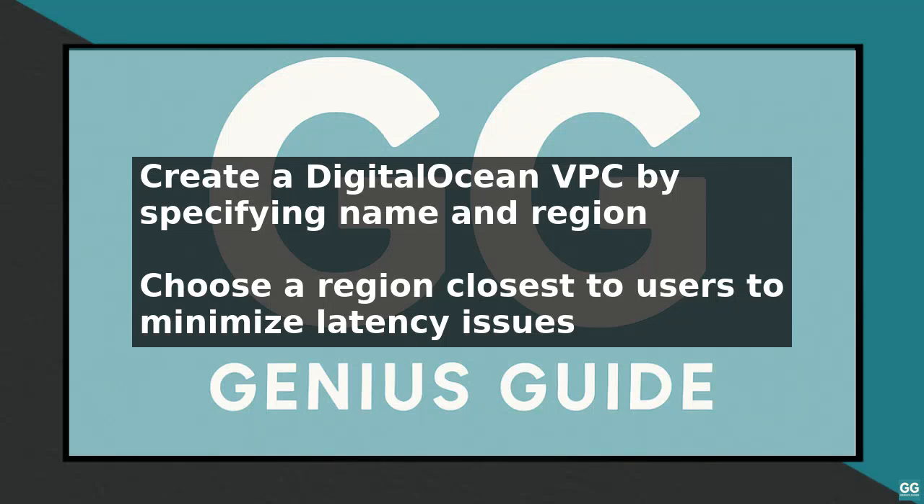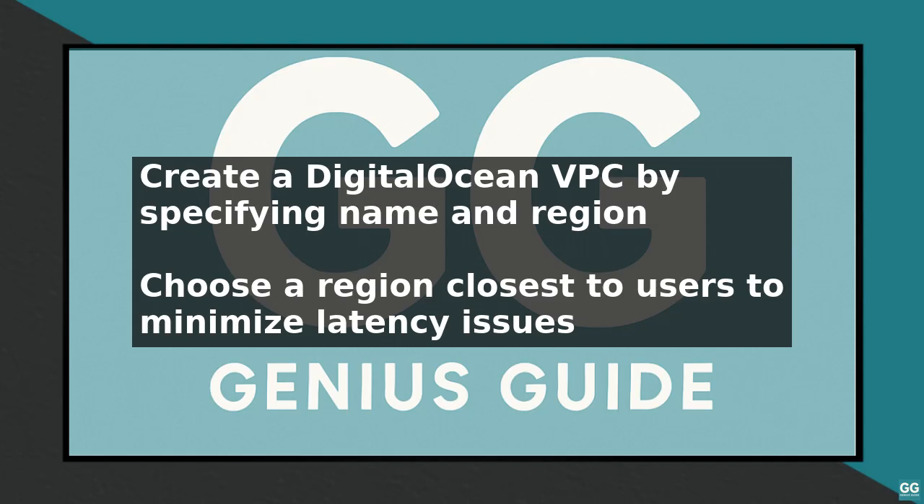Welcome to this comprehensive guide on how to use DigitalOcean VPC. A virtual private cloud is a virtual network dedicated to your DigitalOcean account, providing a secure and isolated environment for your resources. To get started, log into your DigitalOcean account and navigate to the VPC section.